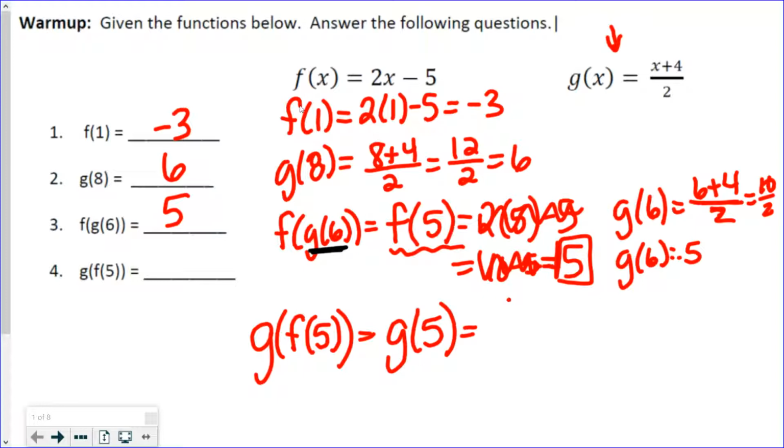So 5 plus 4 divided by 2, that's 9 divided by 2. You can leave it as a fraction, or you can say it's 9 halves. You could say it's 4.5. Either of those will work.